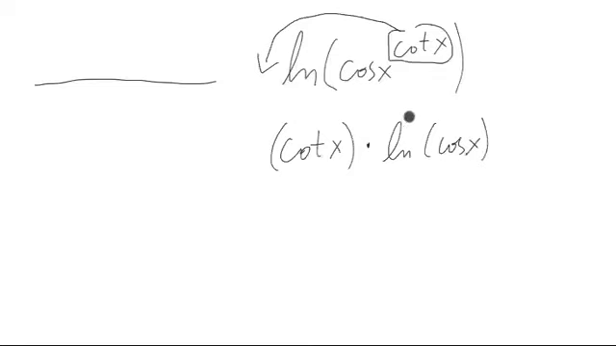Just a reminder, this is the exponent. So natural log of cosine x is the exponent that you'd have to raise e to get to cosine. Well, that exponent times this exponent is the exponent that e would have to be raised to get to this. So that's just a statement of that.